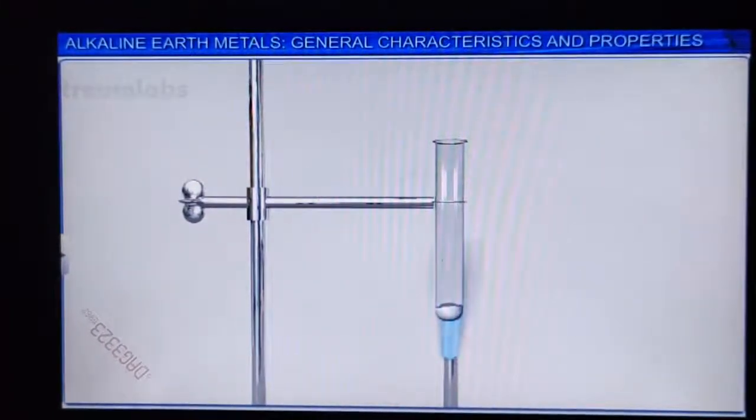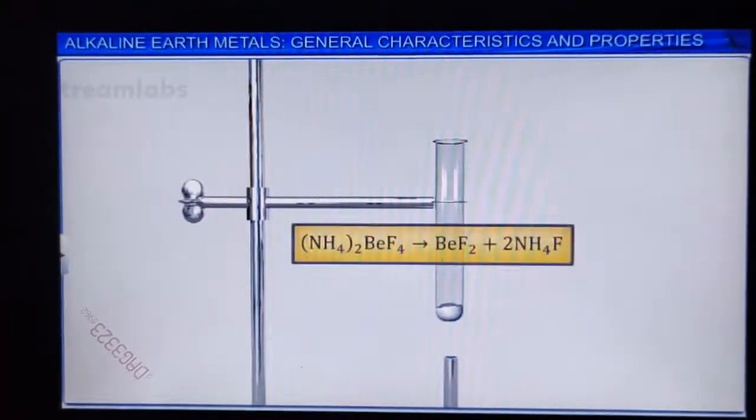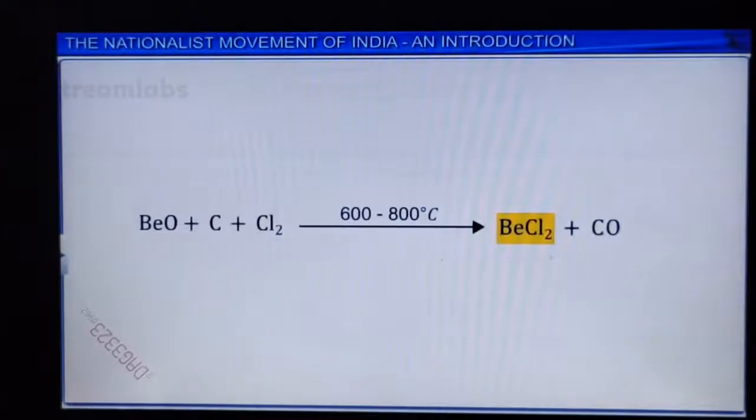Again, these salts are soluble in water, and with ammonia they are forming complexes. Oh, that is so nice. Everyone is here. Very good. Thank you for bearing with me.